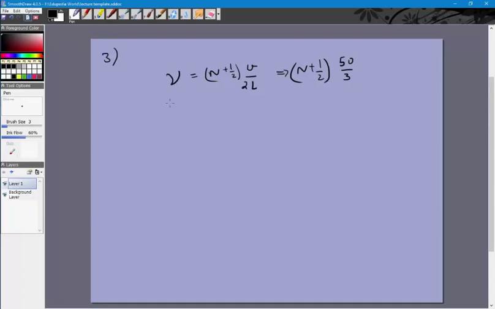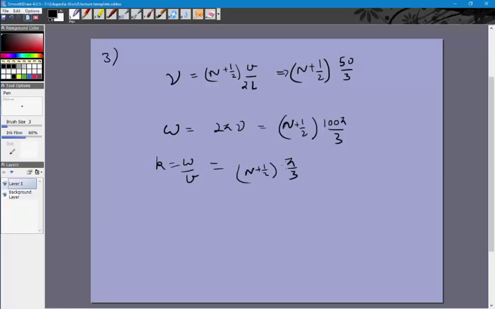Right. So from this we can calculate the other important terms. Omega is always equal to 2 pi mu, which is equal to n plus half times 100 pi by 3. And what is K? K is omega by V. Right. So that is equal to this divided by the speed, which is 100. N plus half times pi by 3.